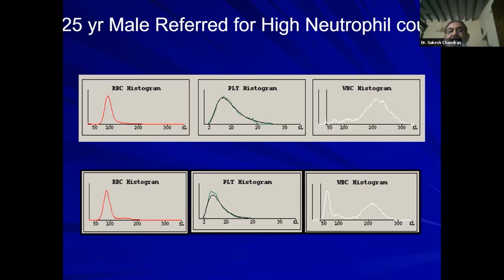Now here, there are two 25-year-old males referred for high white cell count. Now you can see the neutrophil histogram. The neutrophil count is 30, the total count is 45,000. Most of them are neutrophils. That's because the lymphocytes have dwarfed. But compared to the normal histogram, the neutrophils are normal. There is no left shift.